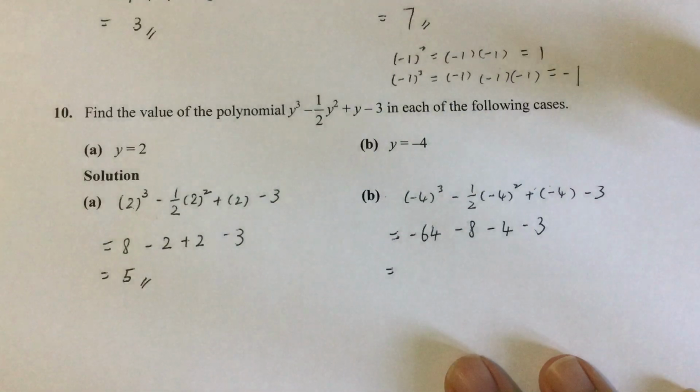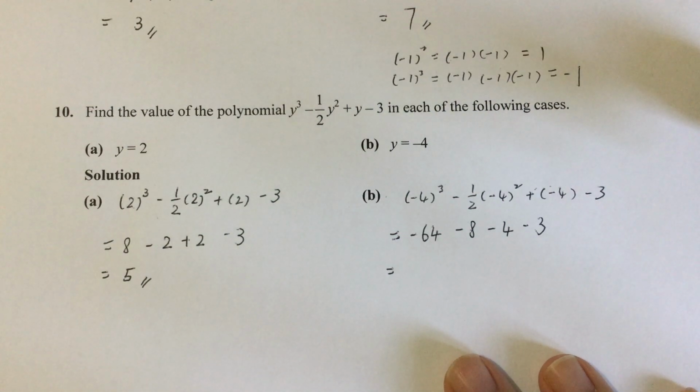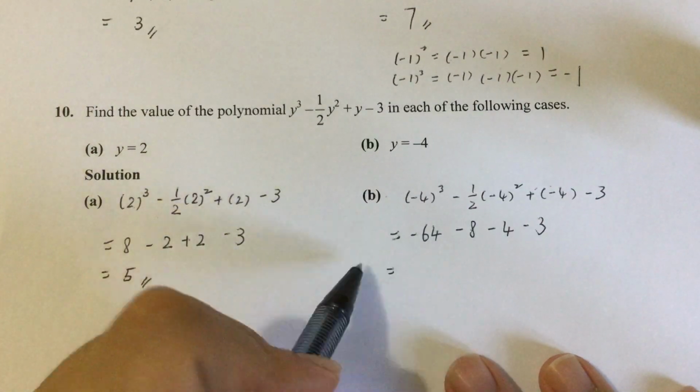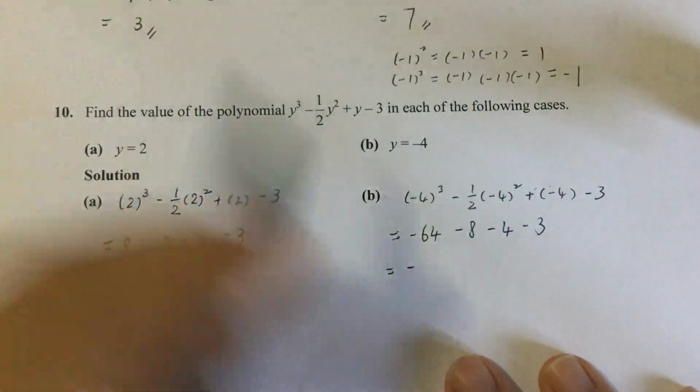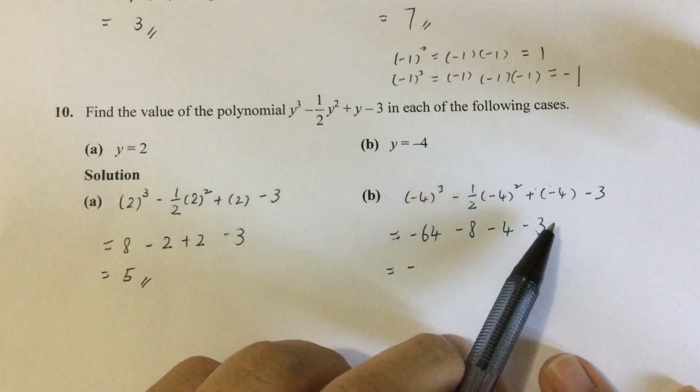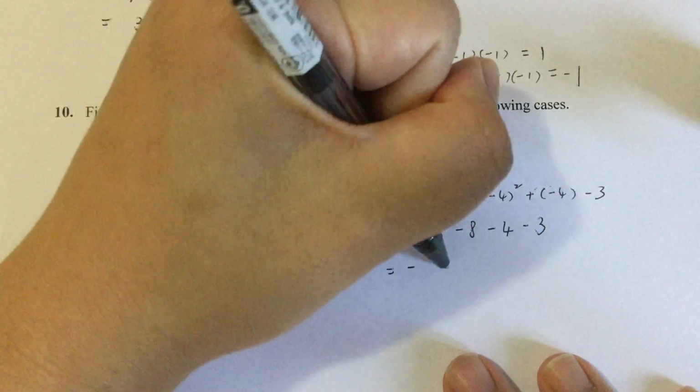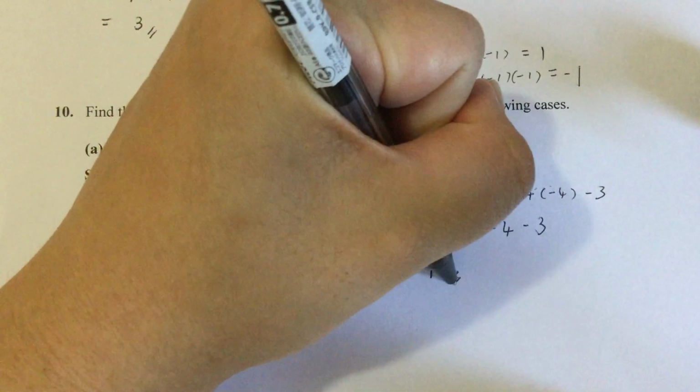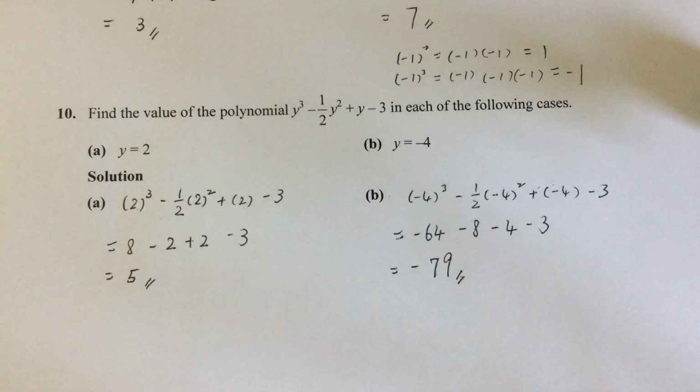So totally many negative numbers. That means we add them all, 4 numbers together, and put a negative sign over it. Okay, 64 plus 8 is 72. 72 plus 7 is 79. So this is -79. Okay, now we finish all the parts of the concepts of the polynomial.